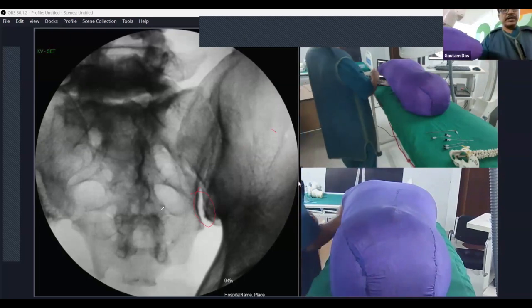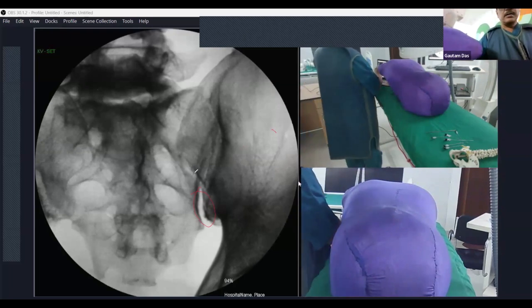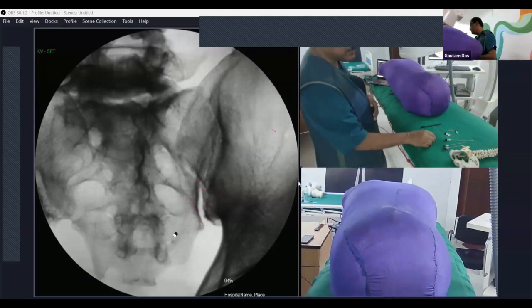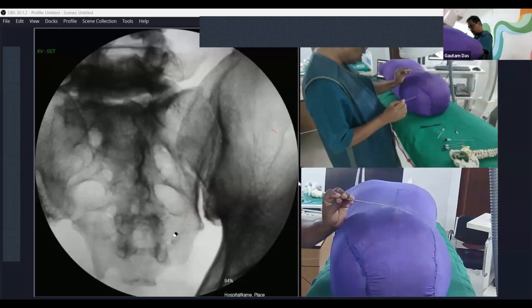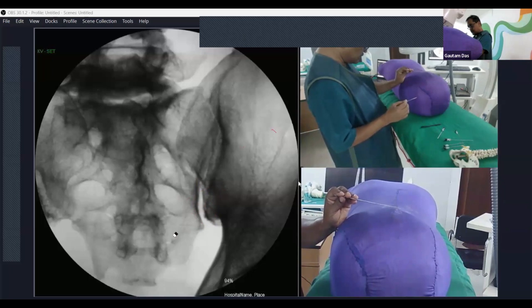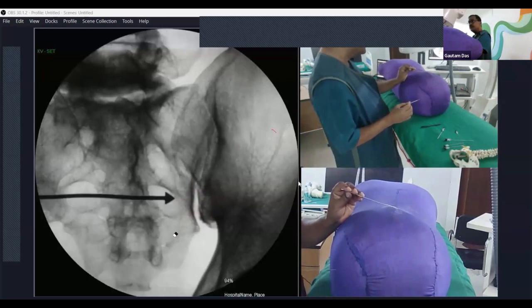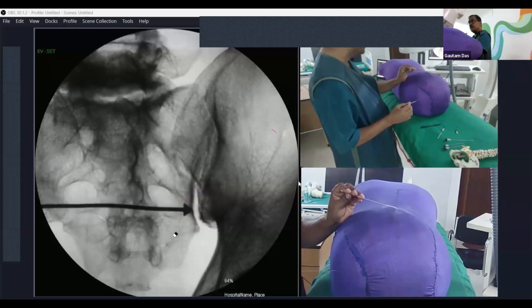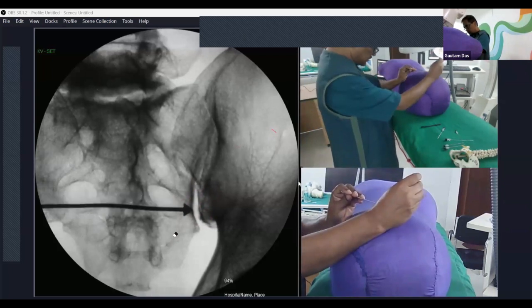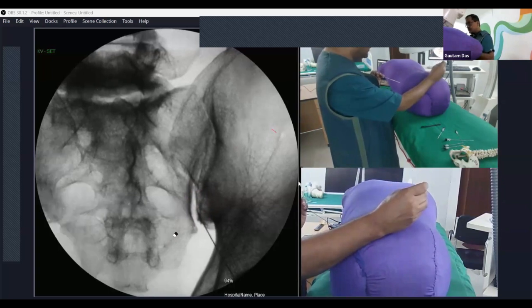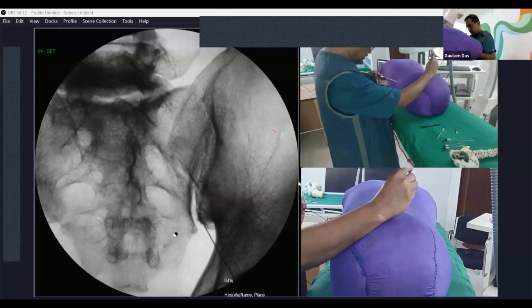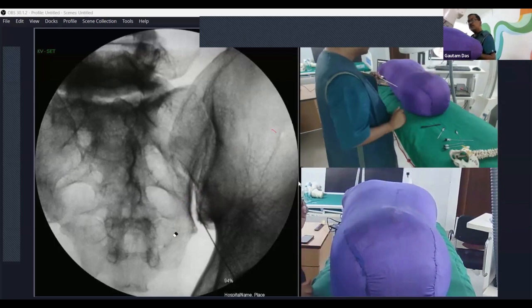So I am again going by the tunnel vision. Picture. That is my needle entry part. Again by tunnel vision. Picture.